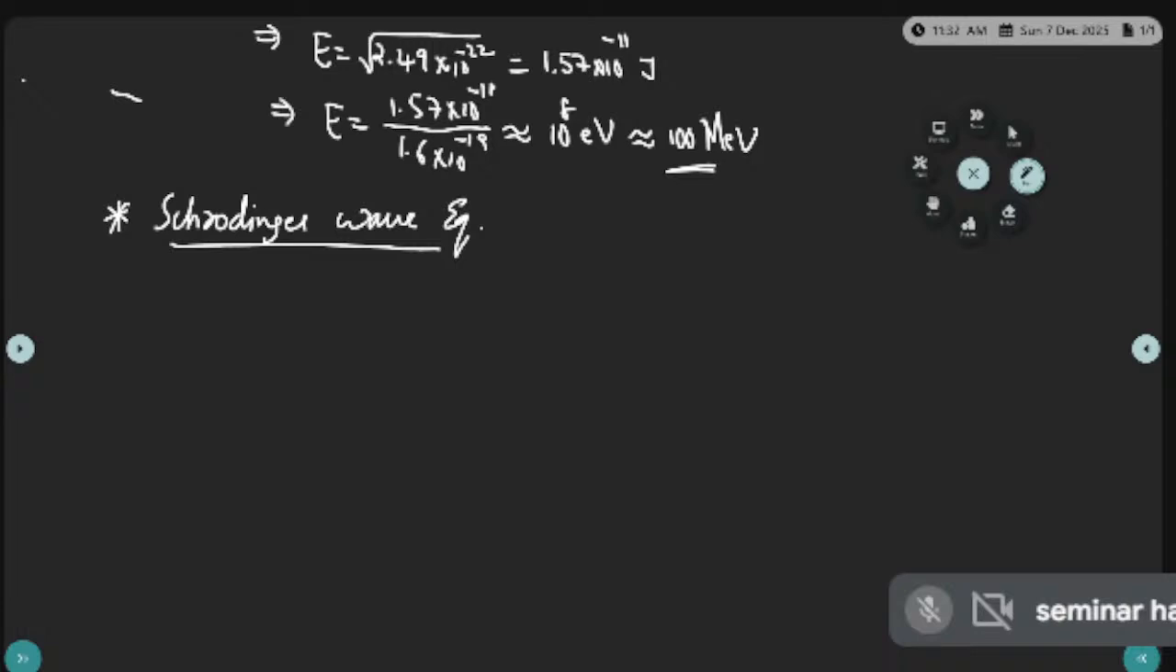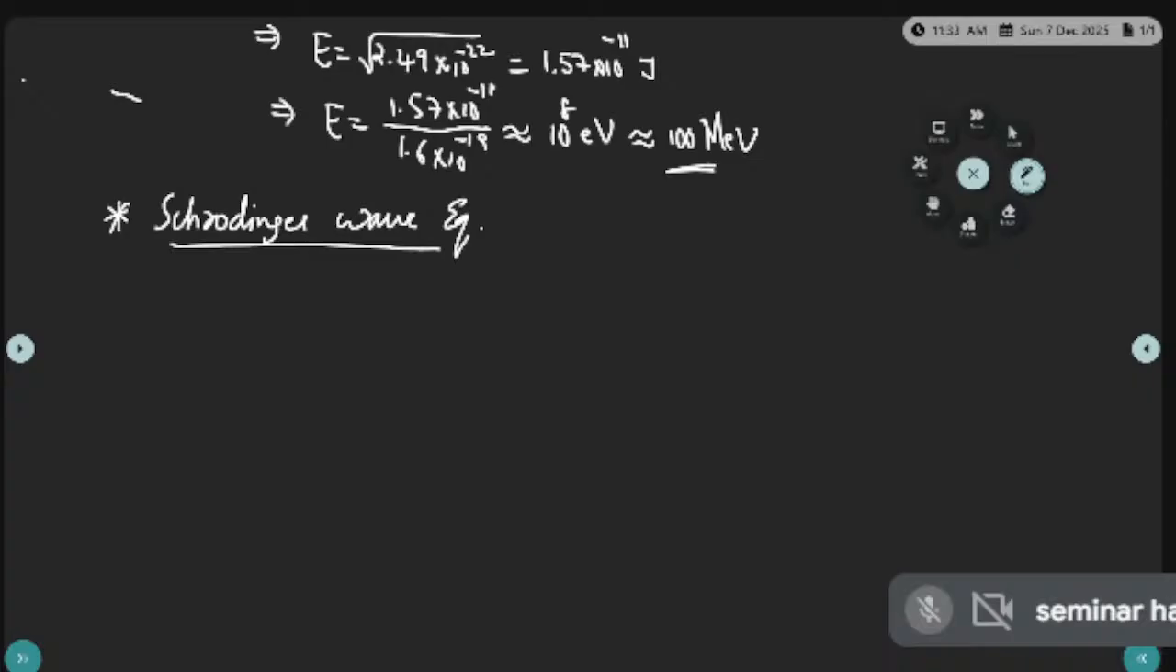If you want to write about the equation, see here. Schrodinger proposed two equations. In one equation, time is there, and we call it the time dependent wave equation. In the other equation, there is no time, and it is called the time independent wave equation.